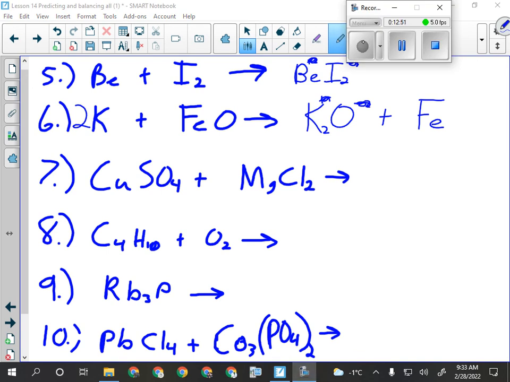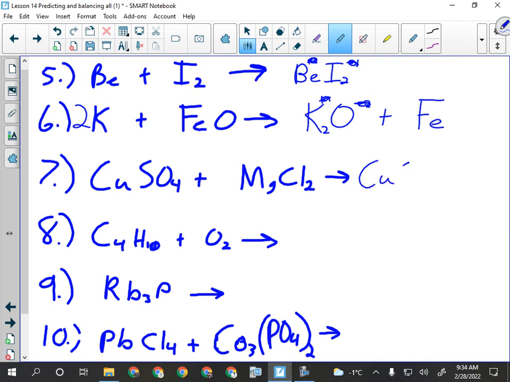So for number 7 here, I've got copper 2 sulfate reacting with magnesium chloride. What kind of reaction is that going to be? They're both ionic compounds, so it's double replacement. Okay, in a double replacement, we've said all we do is swap the metals. So that means that copper will end up with chlorine, and magnesium will end up with sulfate. Okay, I just made 2 ionic compounds. What do I need to do with them?